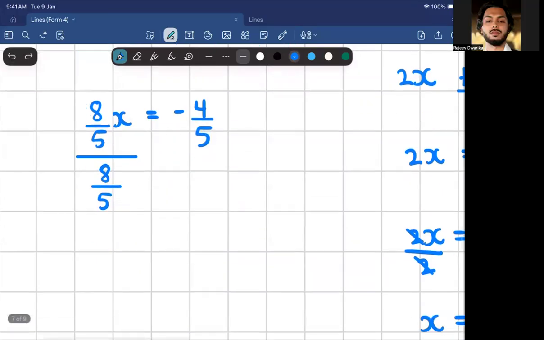Wait, how many Sharp calculator users do we have here? Tell me, guys, how many Sharp users do we have here?